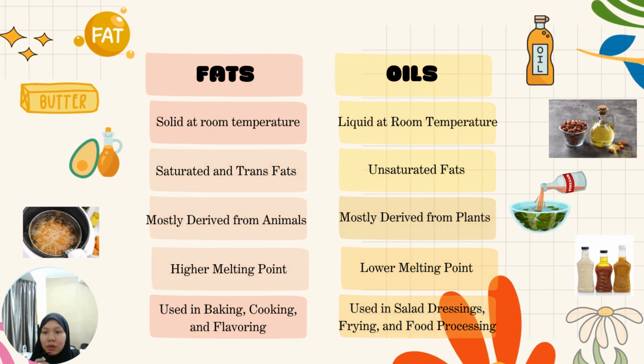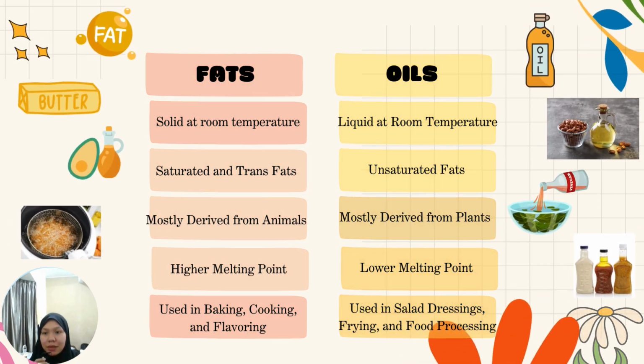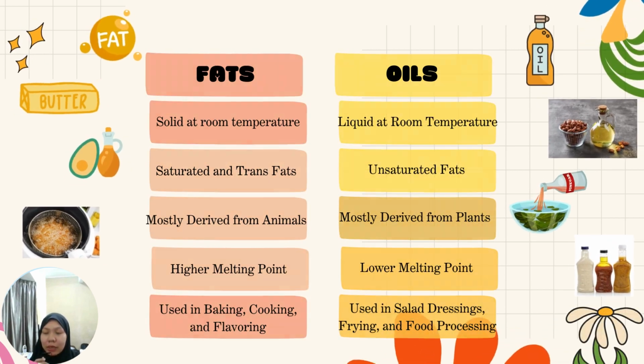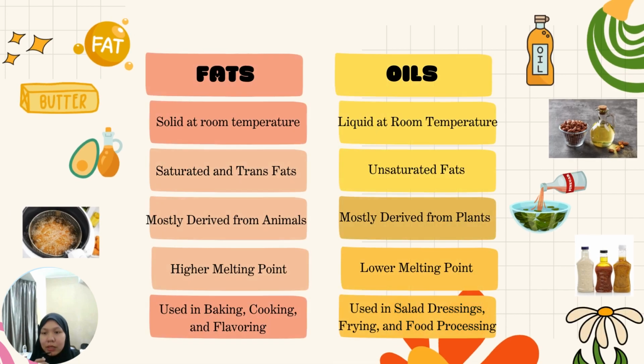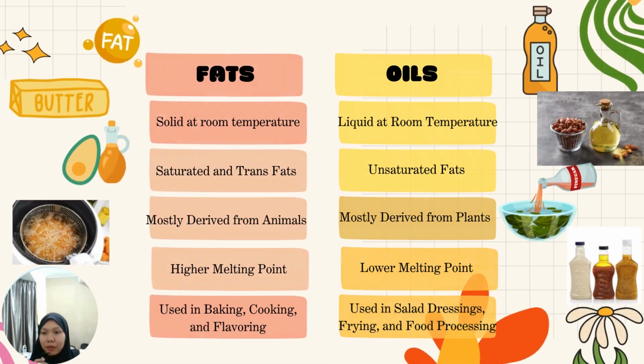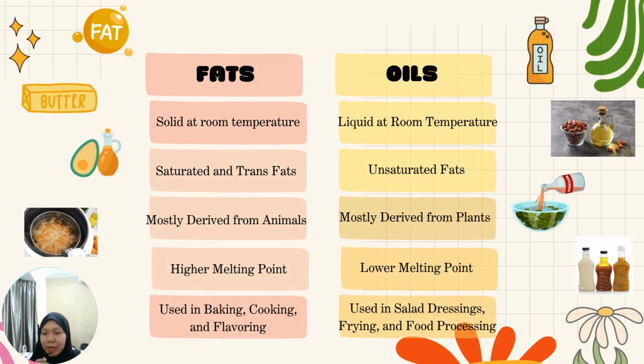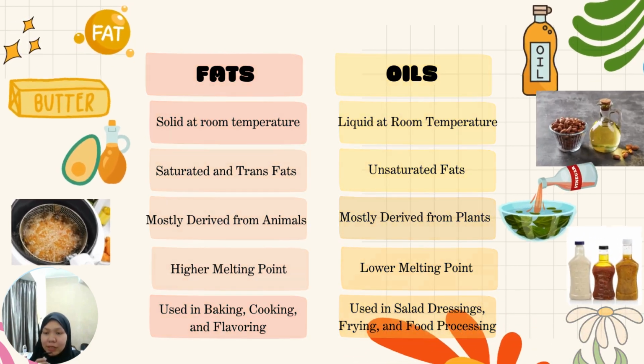Many traditional sources of fats are derived from animal sources, such as butter from milk and lard from pork. These fats are commonly used in cooking and baking for their flavor and texture. Due to their molecular structure, fats have a higher melting point compared to oils. This property makes them suitable for use in baking and cooking applications where a solid texture is desired.